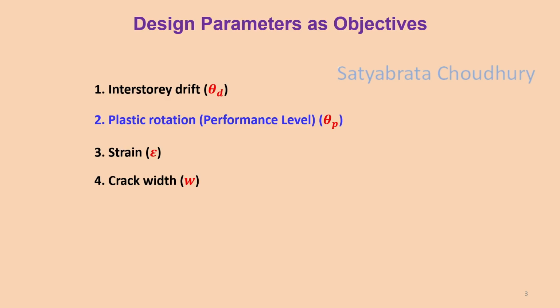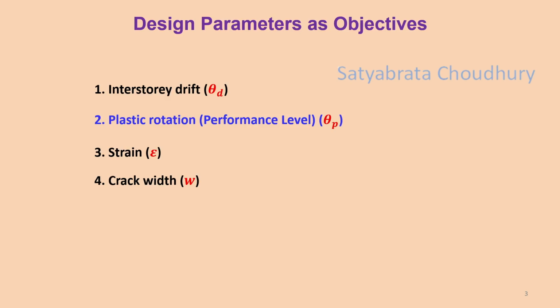So what are the design parameters as objectives we want to satisfy in performance based seismic design? These are interstory drift, which we have discussed. It is actually the ratio of the sway between two adjacent floors divided by the height of that floor. It can be expressed either as a ratio or as a percentage. Another is the plastic rotation, theta p, and the plastic rotation will give you the performance level of the member or of the system.